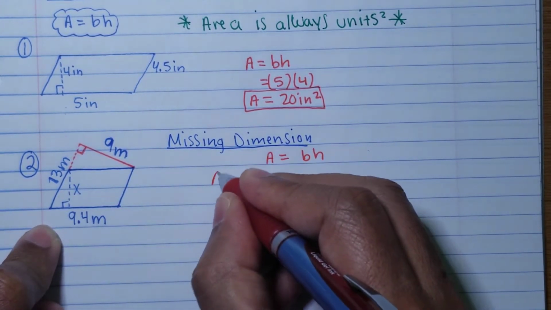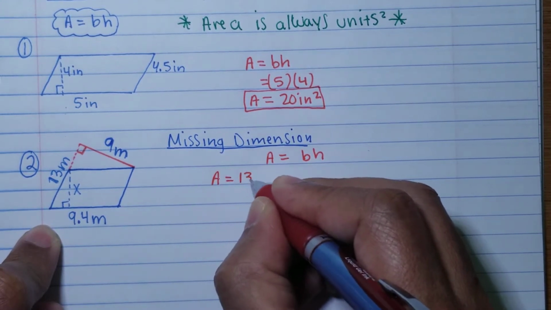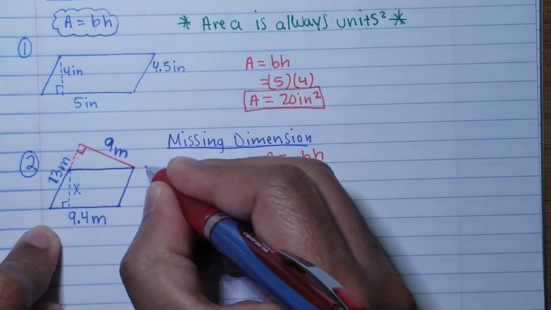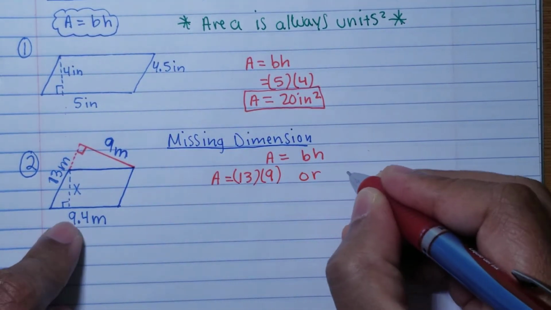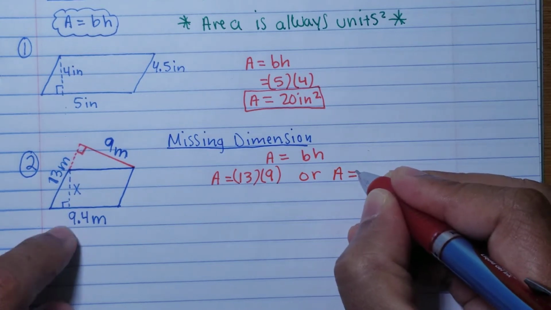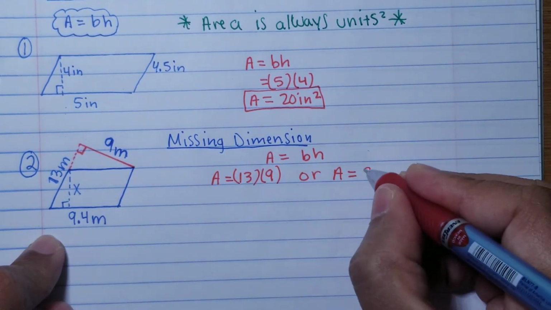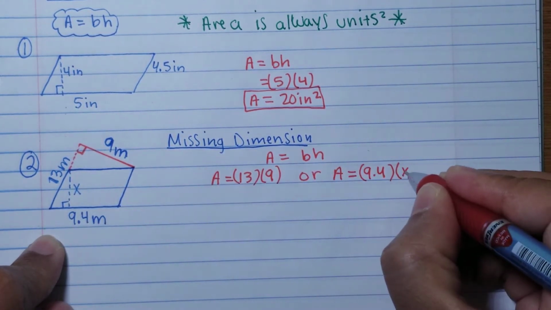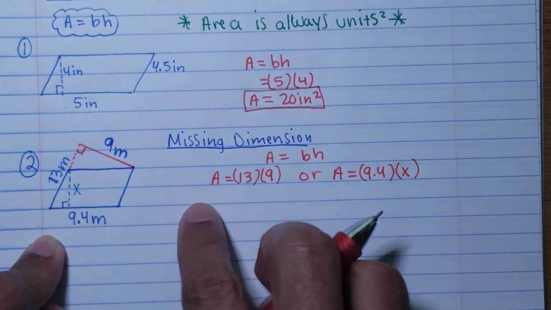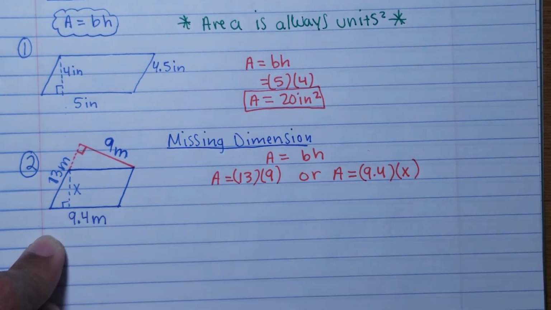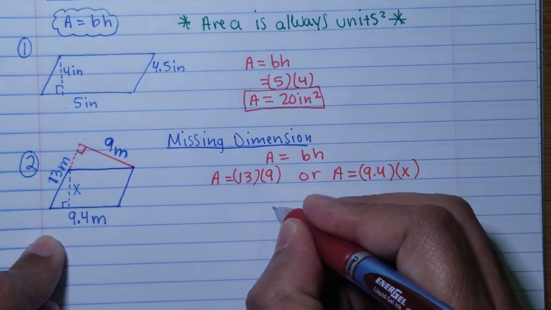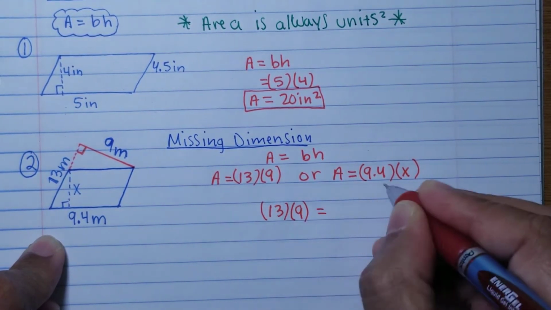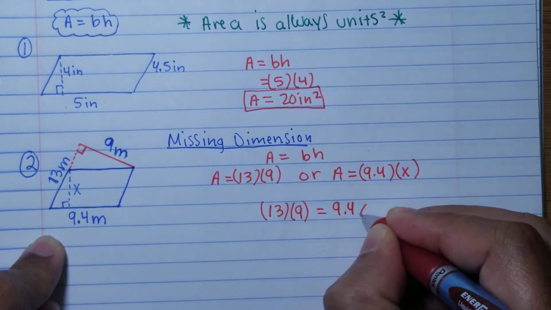So the area is going to be equal to 13, which is the base, times 9, which is the height. Or the area is going to be equal to the base is 9.4, and the height is x, so we don't know that dimension. Since these two are the same, the area for the same parallelogram, all we have to do is write this down as 13 times 9 equals 9.4x.